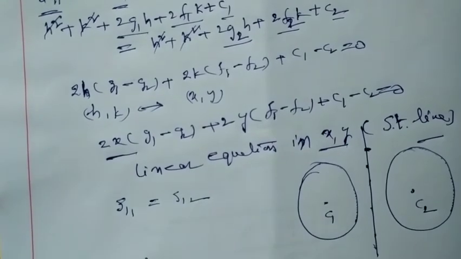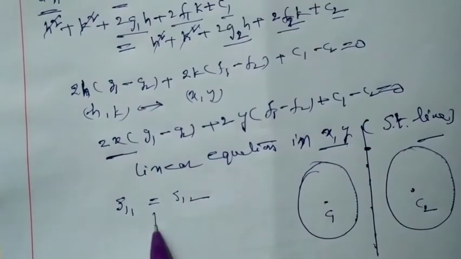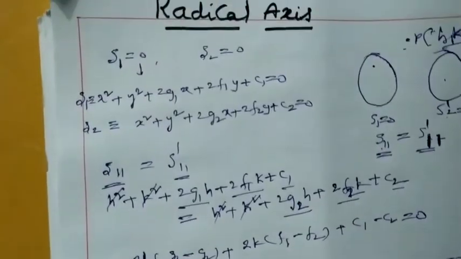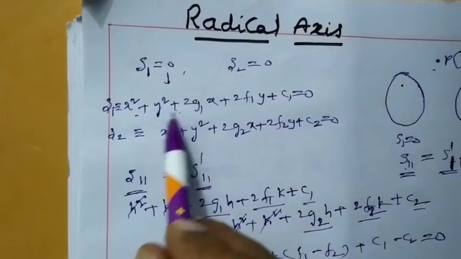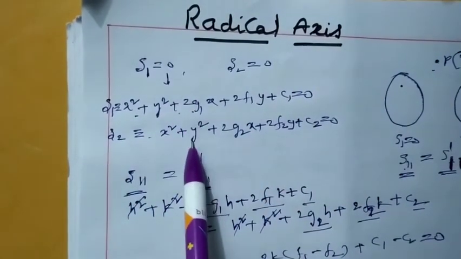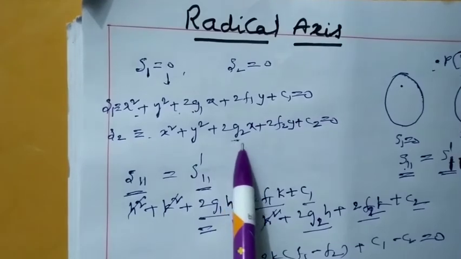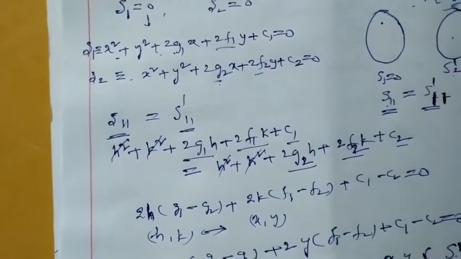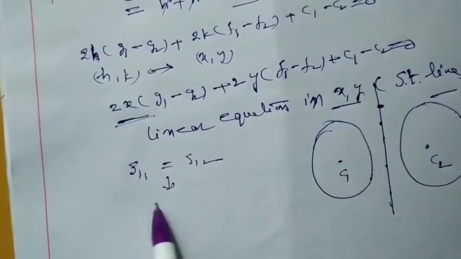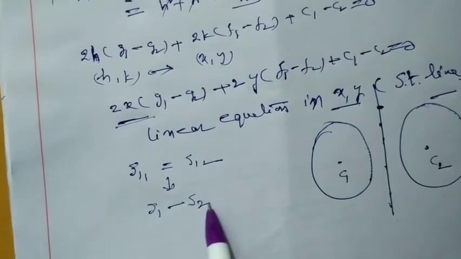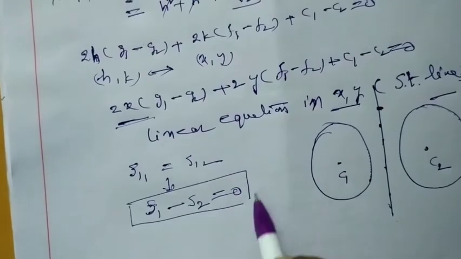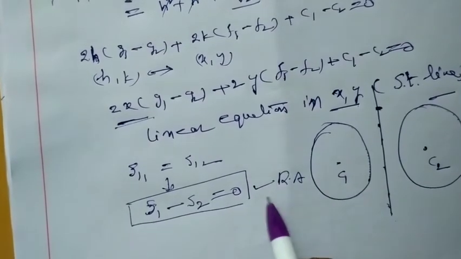S11 is equal to S-11, we are writing. By simplifying, the x square and y square terms are cancelled, and the g1 term we got in the radical axis, the g2 term is also there, f1 and f2, c1 and c2, all of them come in the radical line equation, which is nothing but, by simplifying, S1 minus S2 is equal to 0. By subtracting one circle equation from the other circle equation, we get the radical axis equation.